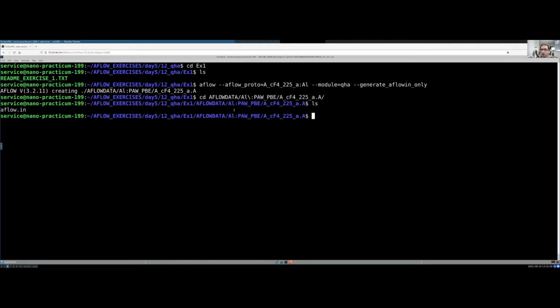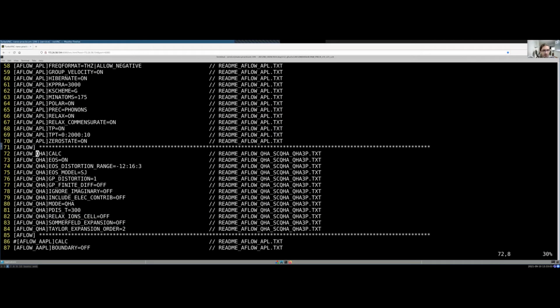If you go there, there will be an AFLOW file, which you will need to change. And there is a QHA block. In this case, we want to do Grüneisen parameters calculation only, so we need to switch EOS to off. We need to switch GP finite diff to on. And we want to have 3% expansion and compression of volume, which we set here. And since we don't want to have polar corrections, we put it off. Relaxation to off too. And we want to have a rather smaller cell, so we put min atoms 100.